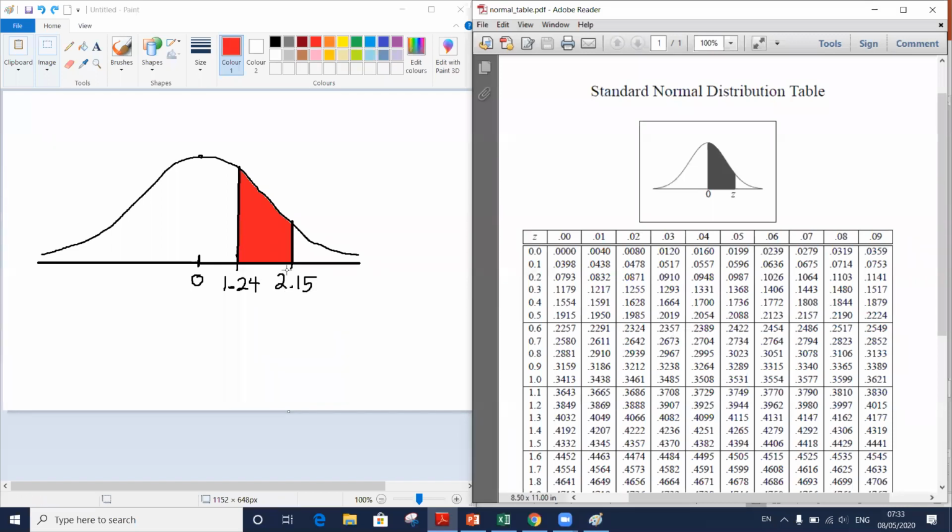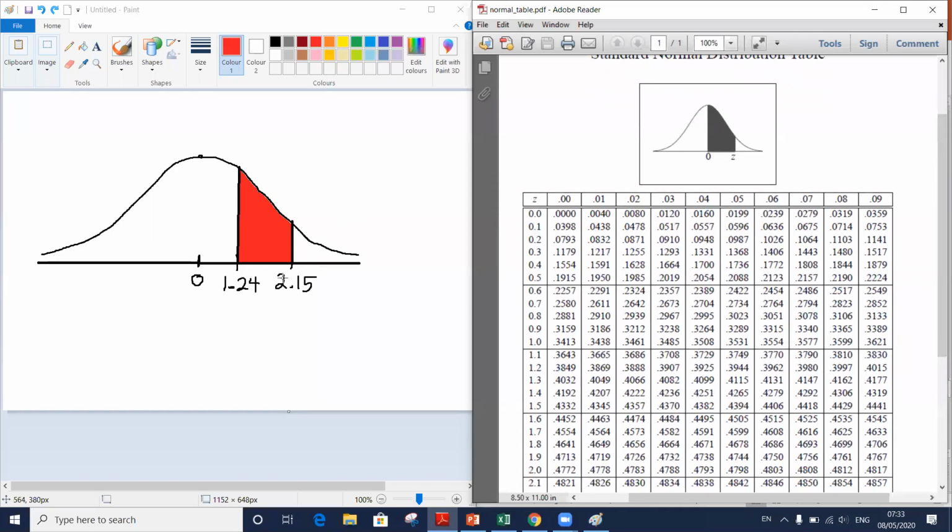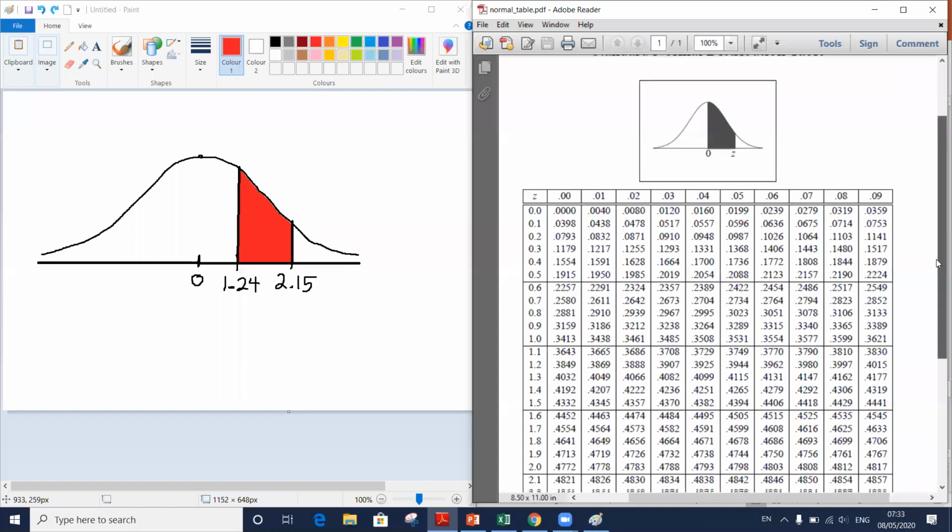First I will find this one. Z equals 2.15. See the way I am finding it. The first number and the first decimal point are shown in this column, the Z column, going downward.